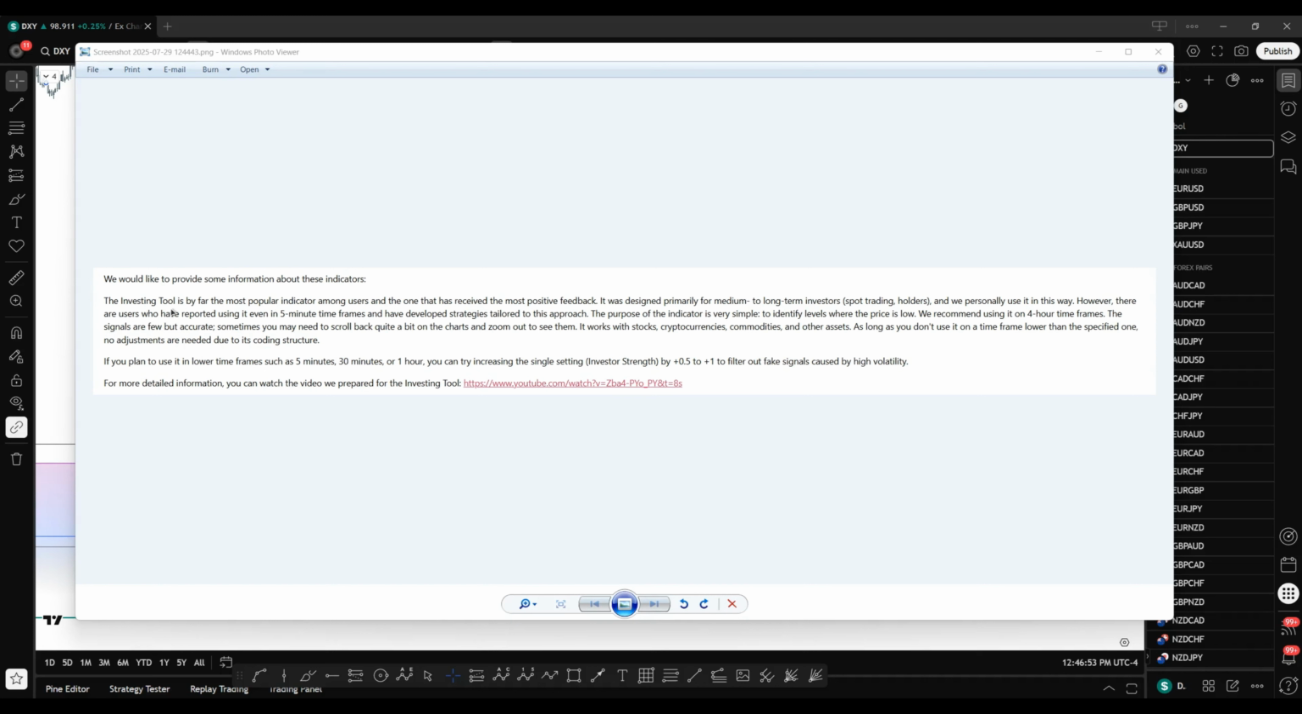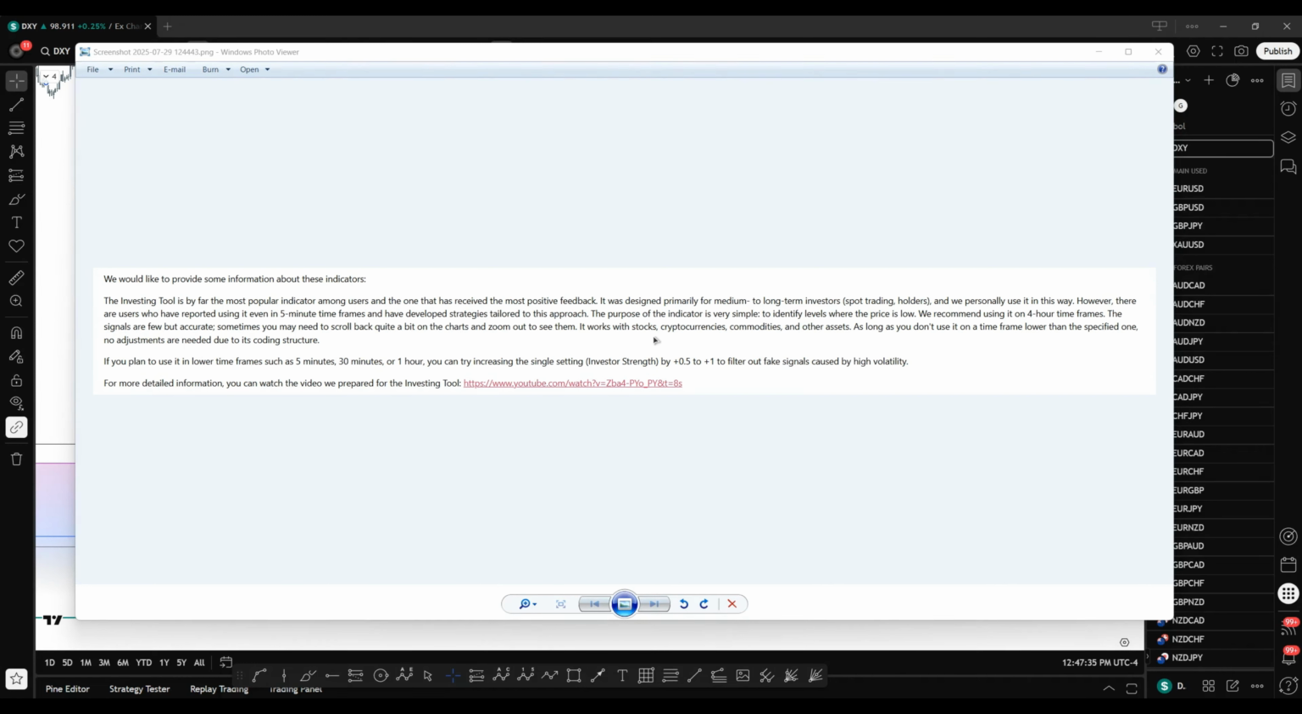The investing tool is by far the most popular indicator among users and the one that has received the most positive feedback. It was designed primarily for medium to long-term investors, spot trading or holders, and we personally use it in this way. However, there are users who have reported using it even in 5-minute time frames and have developed strategies tailored to this approach. The purpose of this indicator is very simple: to identify levels where the price is low. We recommend using it on 4-hour time frames. The signals are few but accurate. Sometimes you may need to scroll back quite a bit on the charts and zoom out to see them.